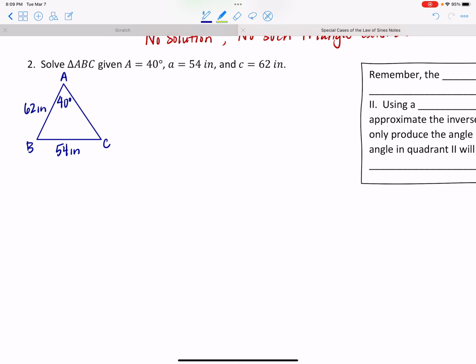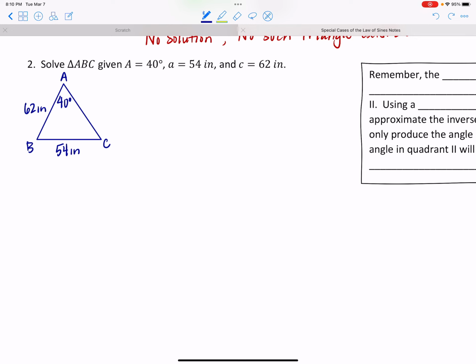Again, looking at the information, I have a side, I have a side, I have an angle, and that angle is not between those sides, so I have side-side-angle. So not a guaranteed triangle, but this one won't be impossible. What we're going to see is some ambiguity in this problem.